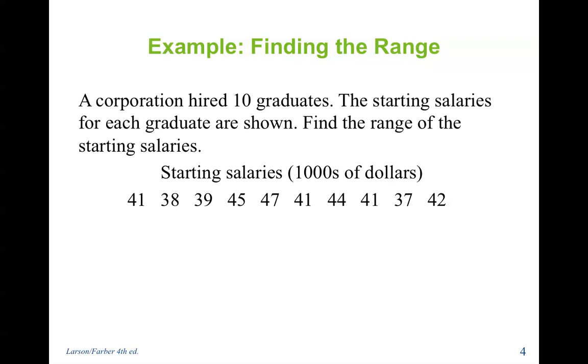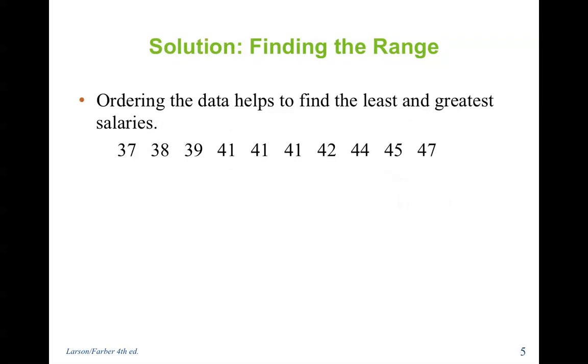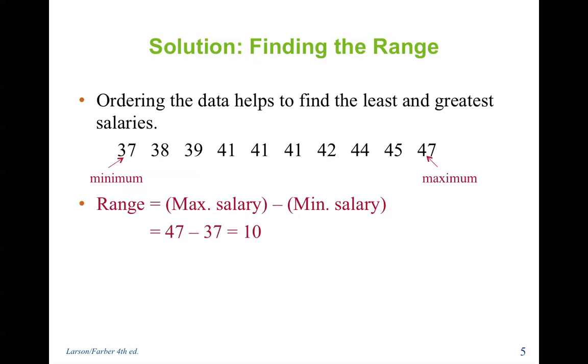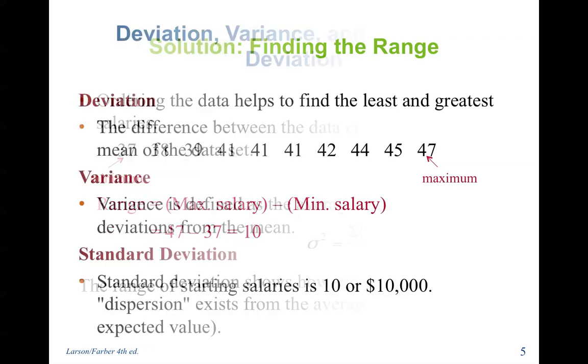So for an example here, a corporation hired 10 graduates. The starting salaries for each graduate are shown. Find the range of the starting salaries. In this instance, it'd be easier if we ordered our data from 37 to 47. Then we take our max data entry, 47, and subtract our minimum, 37. That would give us a range of 10. And that means the range of starting salaries is 10 if we put thousands beside it, or 10,000 if you use it in the context of the problem.